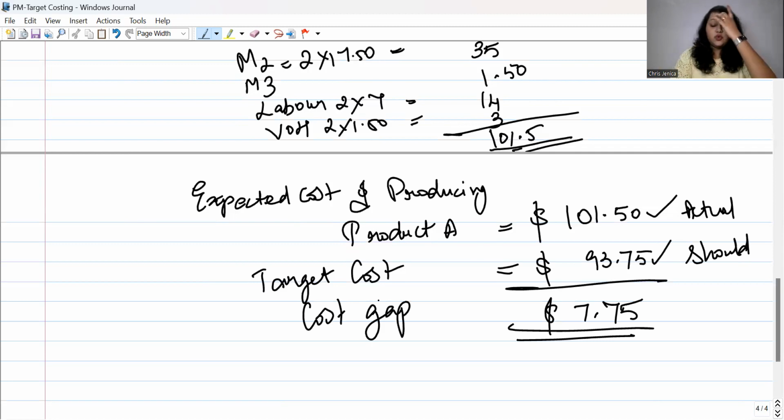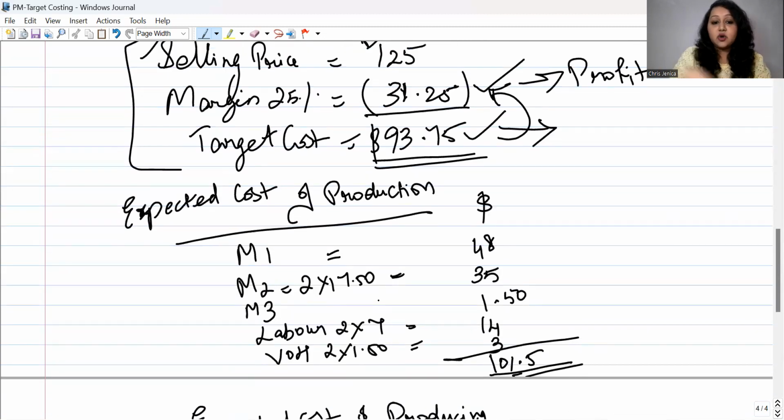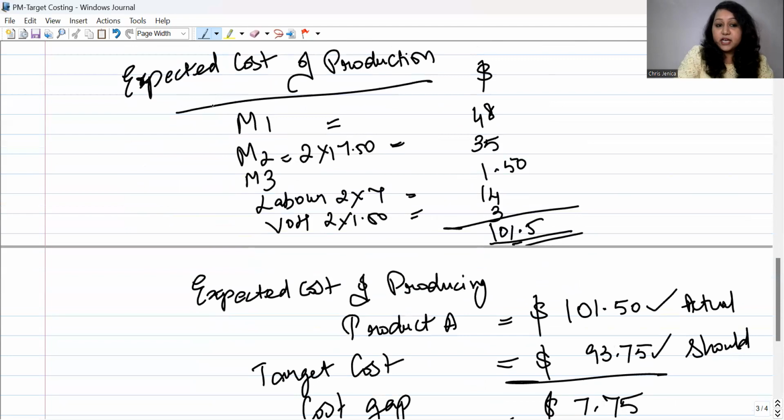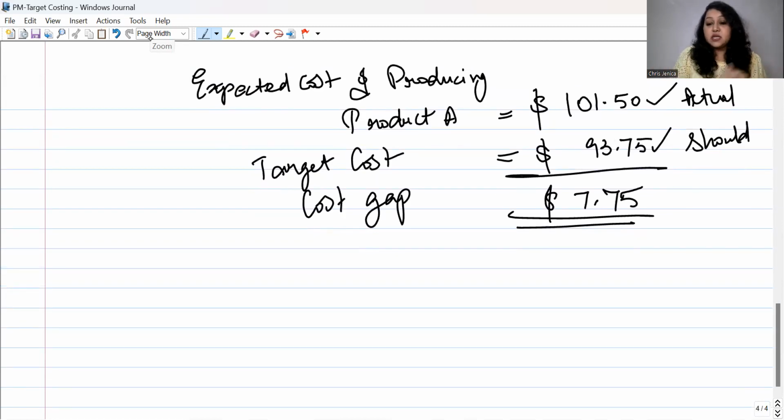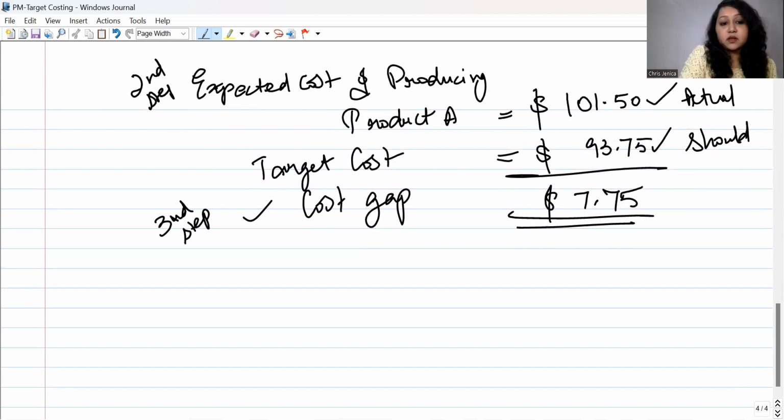So when I started with the video, I told you have to find out your target cost. So this was the target cost that we found out. Then we found out our expected cost of production. Now we are making the analysis. So what is the difference between my expected cost of producing and the target cost? So this is going to be the cost gap that I told you. This is the third step we are going to do. Expected cost was your second step, right? Now we have found out the cost gap, which means you have to incur only 93.75 in order to produce 1 unit of product A. But you're incurring 101.50 in order to produce 1 unit of product A, which means you're incurring $7.75 more than your target cost. That is 7.75 higher than your target cost.